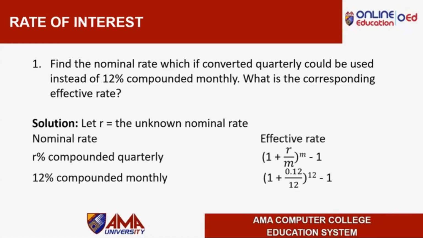Okay, so we have two. The nominal rate R% compounded quarterly is equal to, this is the formula, (1 + R/M)^M - 1. And for 12% compounded monthly, we have (1 + 0.12/12)^12 - 1, where 12% is divided by 12 for monthly, raised to 12 because it's monthly, minus 1.